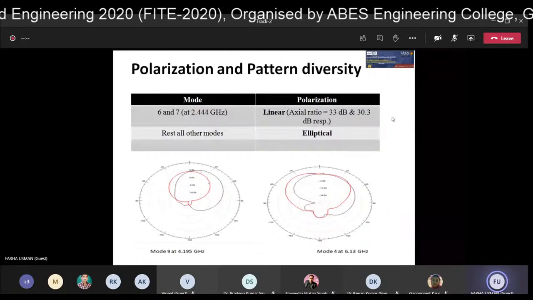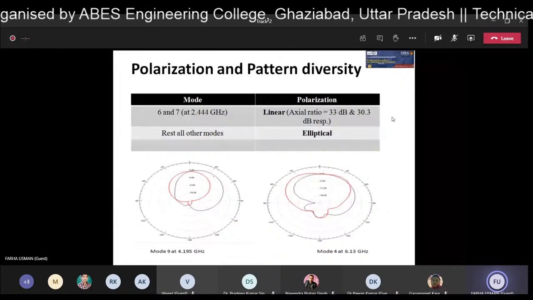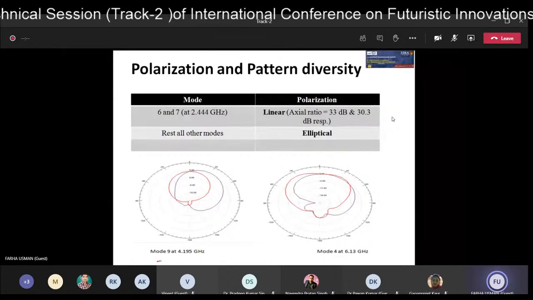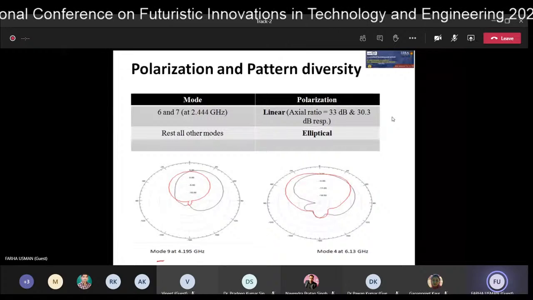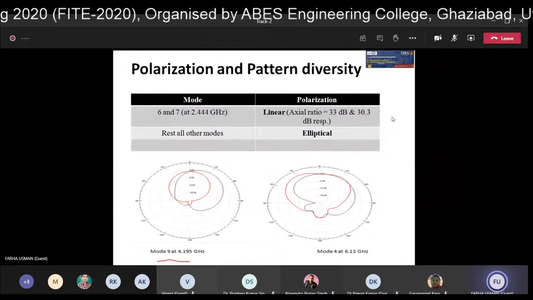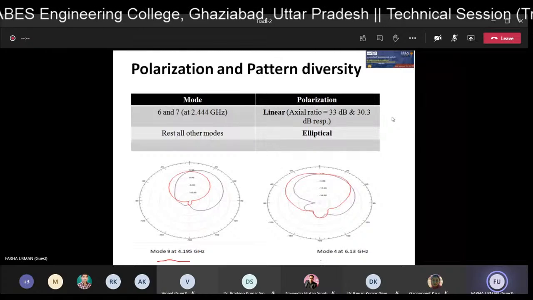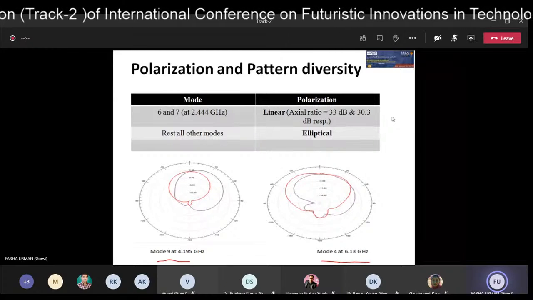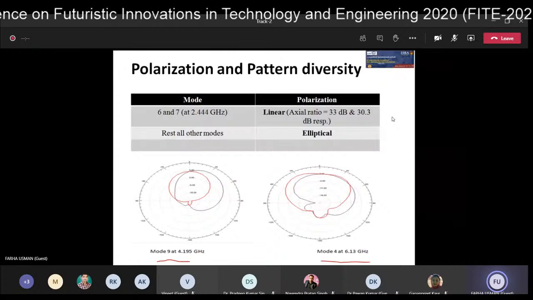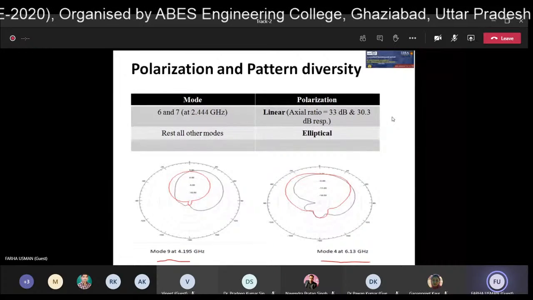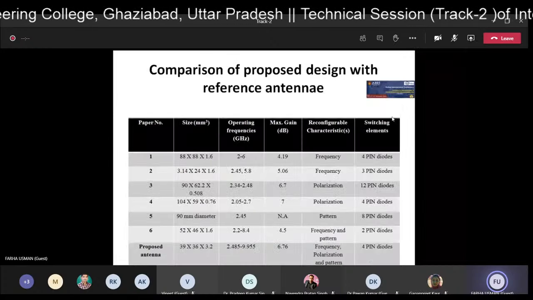the main lobe direction changes its direction from plus 30 degree at mode 9 at 4.195 gigahertz to a main lobe direction of minus 30 degree in mode 4 at 6.13 gigahertz. So this particular antenna shows diversities in frequency, diversity in polarization, as well as pattern, radiation pattern.